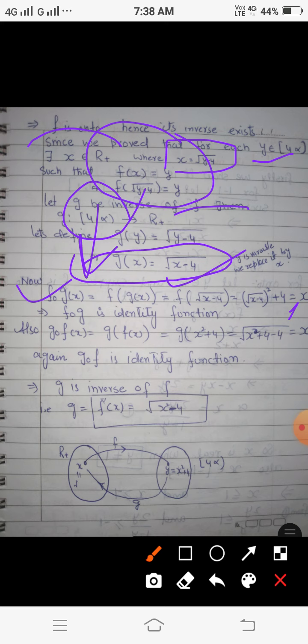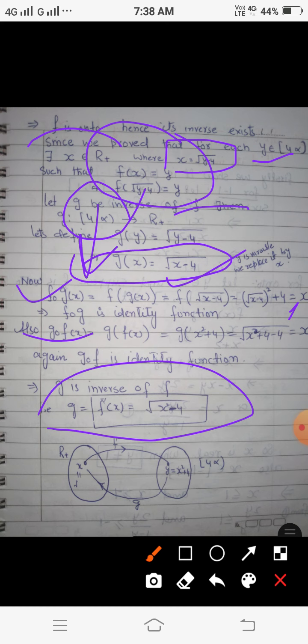Similarly, we can also check that g of f equals g of f of x. It is g of x square plus 4, because f of x is defined as x square plus 4. Now g of x is defined by root of y minus 4, so it is root of x square plus 4 minus 4. The 4 minus 4 cancels, it is simply root of x square, which is x. So both f of g as well as g of f are the identity functions on their respective domains. So we conclude from the definition of the inverse that g is the inverse of f, that is, f inverse equals g, which is root of x minus 4.